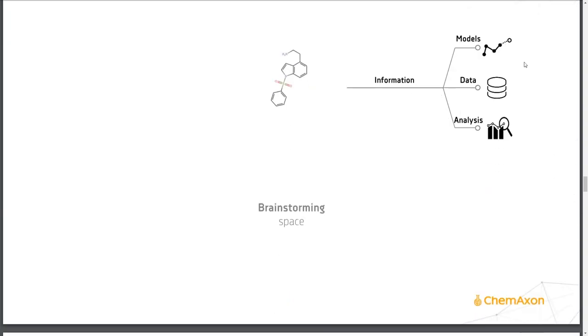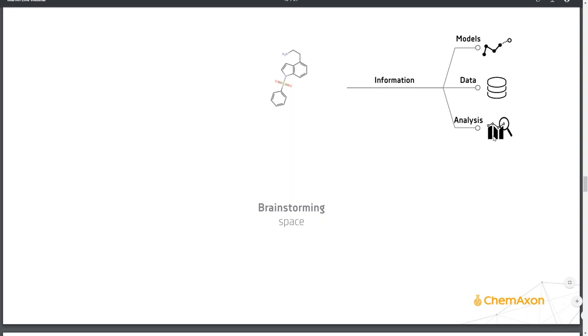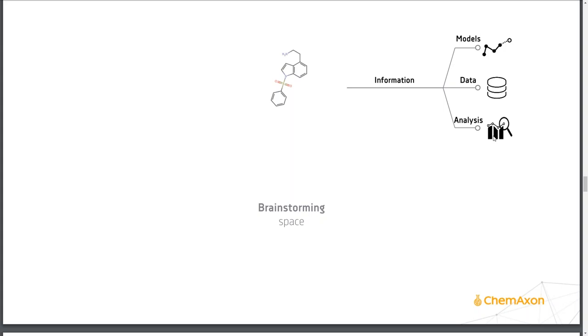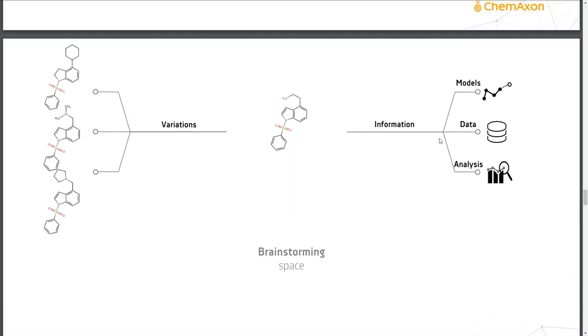So you would like to collect data from databases, whether this compound has already been synthesized, or you would like to apply your models to have prediction forecasting on the properties, or analyze data and use pre-processed data like MMP to be able to predict the properties. That's on one hand quite important when you are designing your novel compounds.